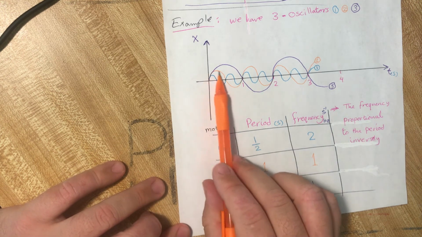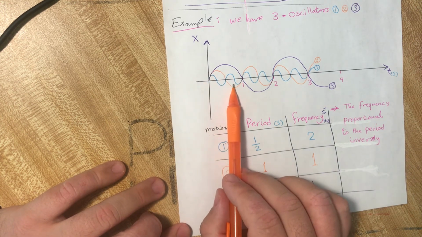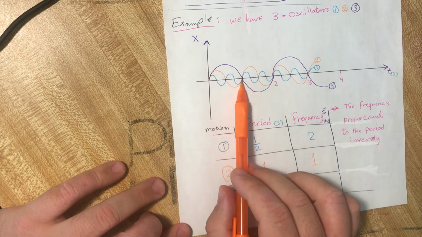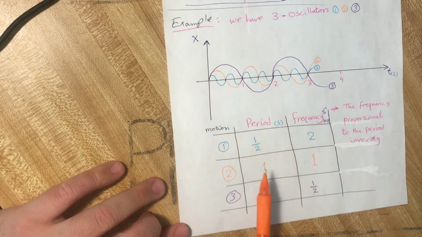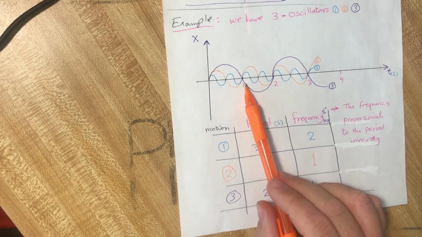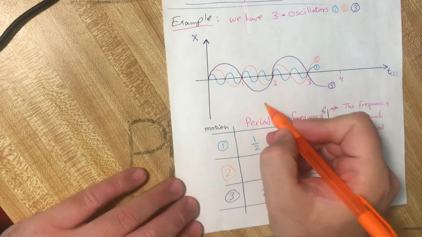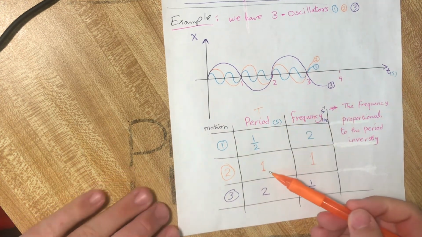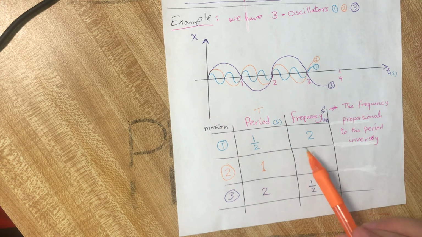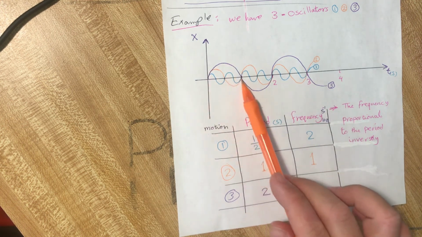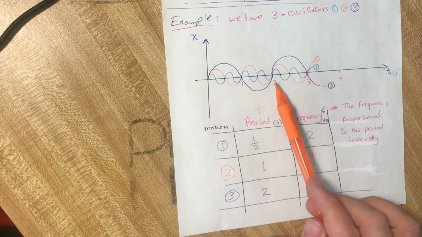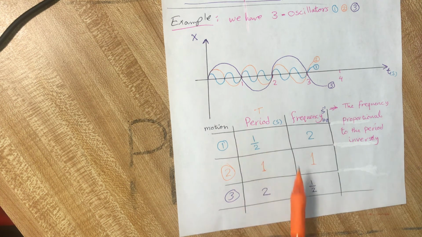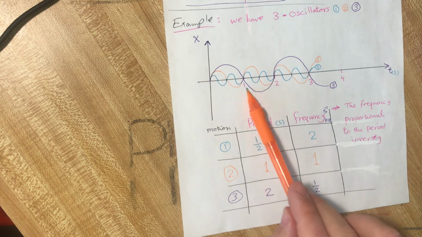The second one, which is orange, has a complete vibration in a second. Look, we have a total wavelength in 1 second. So the period, capital T, is 1 for the orange wave. What about the purple wave? It completes its wave in 2 seconds. Then the period for the purple wave, the third one, is 2. This is the total wave.